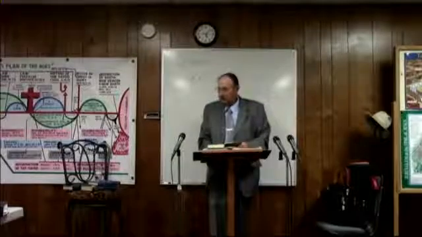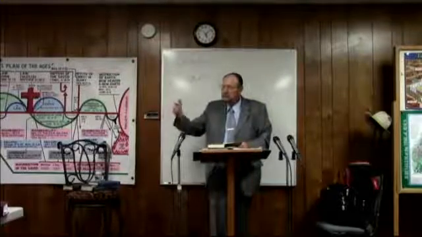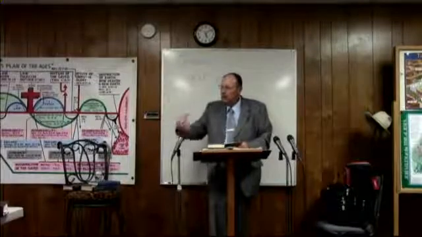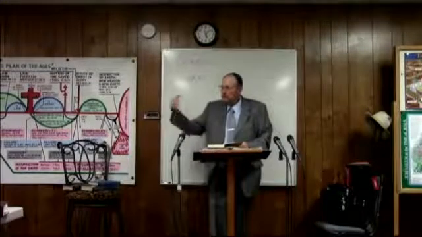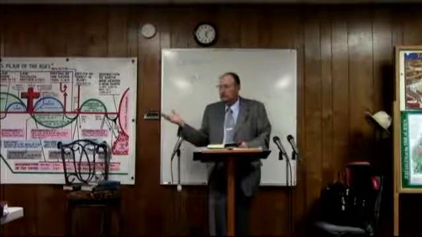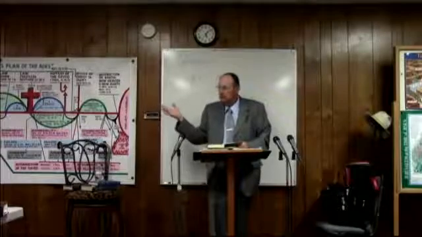Waw consecutive and perfect. Waw consecutive and perfect: a continuous action in past tense. It happened, but it took a little while for it to take place. God created the heavens and the earth. How long did it take God to create the heavens and the earth? Doesn't tell us, does it? But he might have spent 10 million years doing it. Who knows?